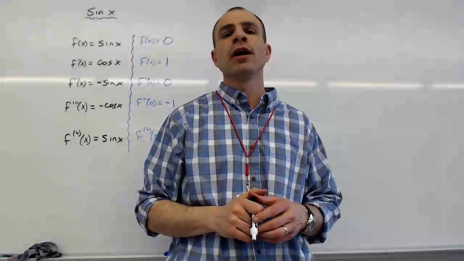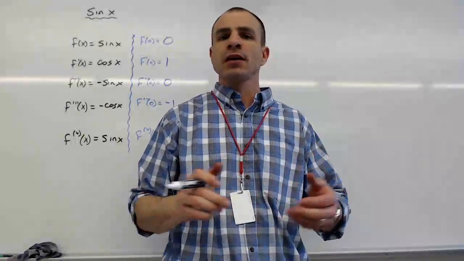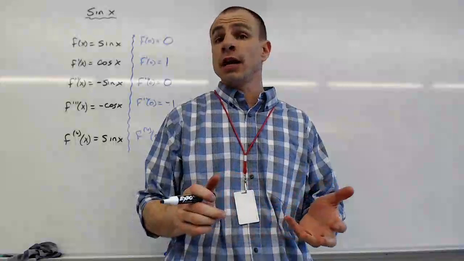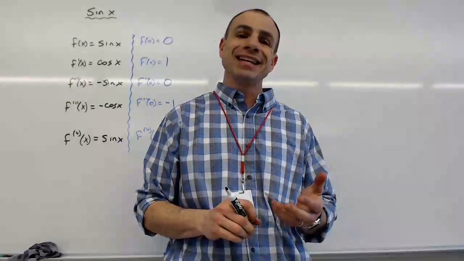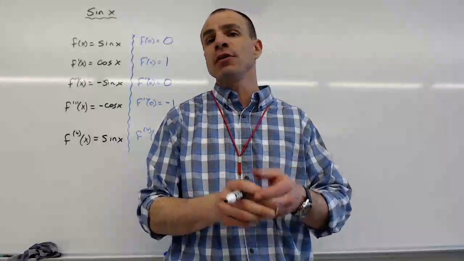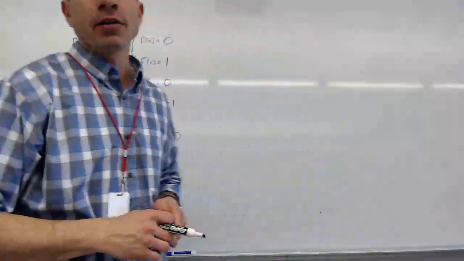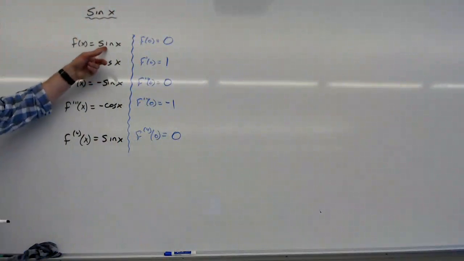Maclaurin number 2, sine of x. Again, derivatives are not that hard to find, and we're going to see there's some looping involved. And in addition to that, when we plug 0 into our derivatives, we're getting some nice values. So here we go. Sine of x is our function.